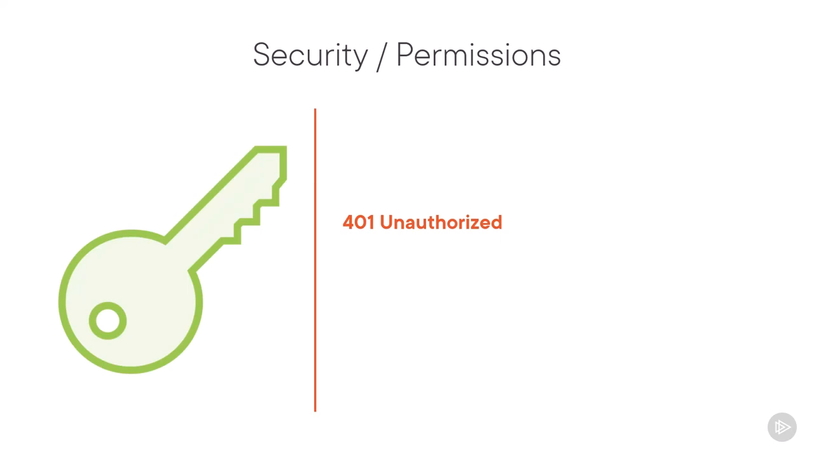It should really be called 401 unauthenticated, since that is what this status code actually indicates. A 403 forbidden. This means that the client typically is authenticated, so the server knows who they are, but the client does not have permission to access the resource in question.